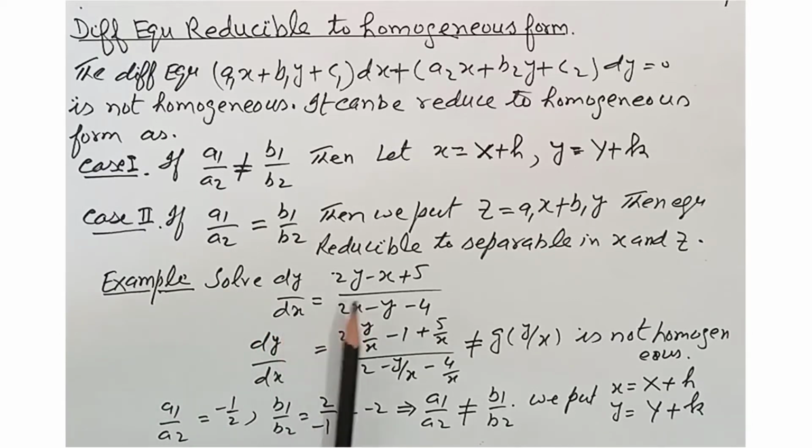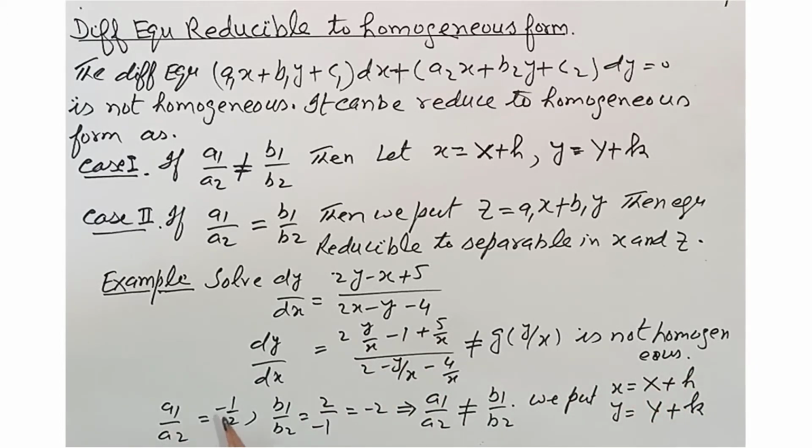dy by dx is equal to 2y minus x plus 5 divided by 2x minus y minus 4. We see that this is not a function of y over x, so this is not a homogeneous equation. In this case you see the value of a1 is minus 1, b1 is 2 and c1 is 5, and a2 is 2 and b2 is minus 1 and c2 is minus 4. This equation dy by dx is not a function of y over x, it is not homogeneous.